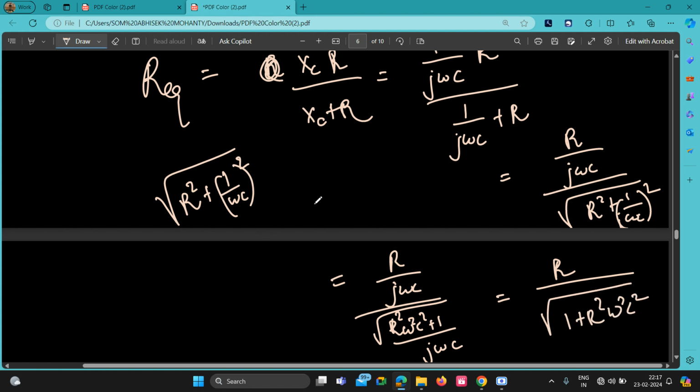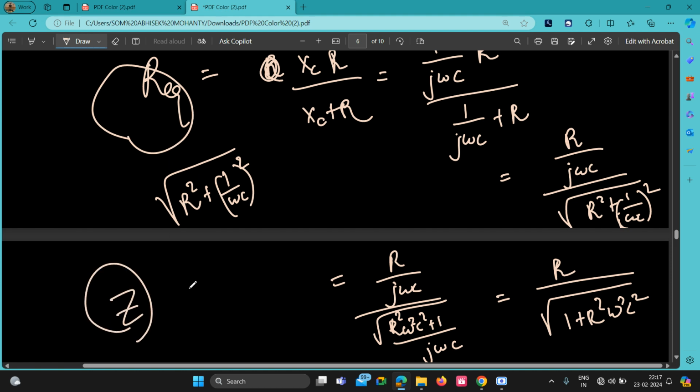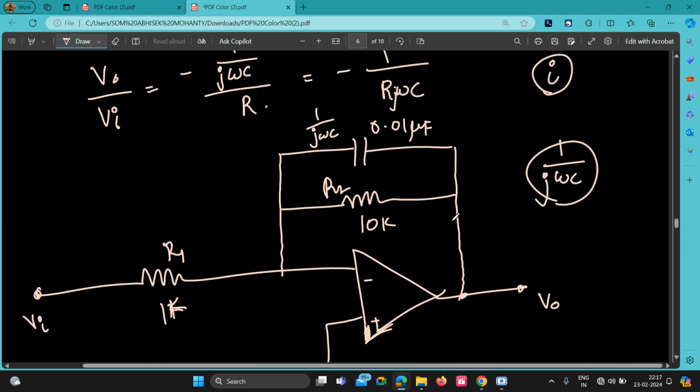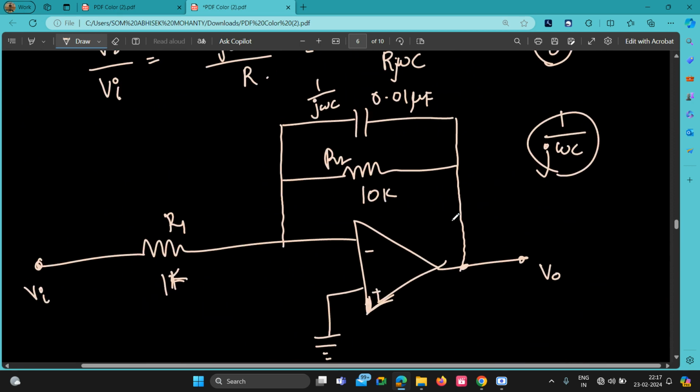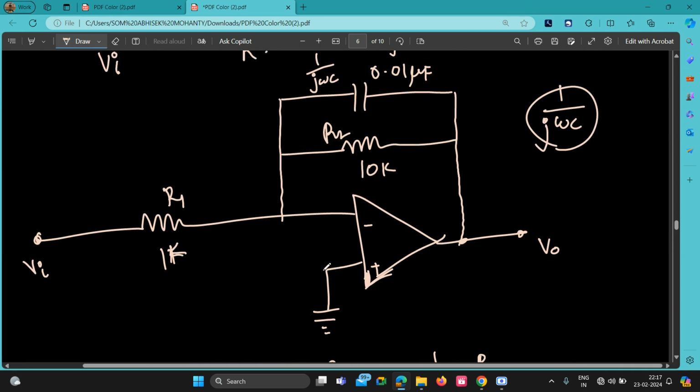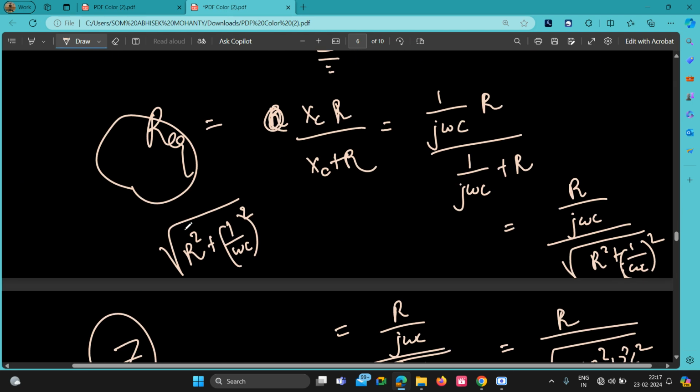Okay, so this will be your R equivalent. We can also call it impedance, isn't it? Total resistance, that is impedance. This way we can solve this question. The values that are there: this is your zero voltage here. This is zero, so I can write the equation here also.